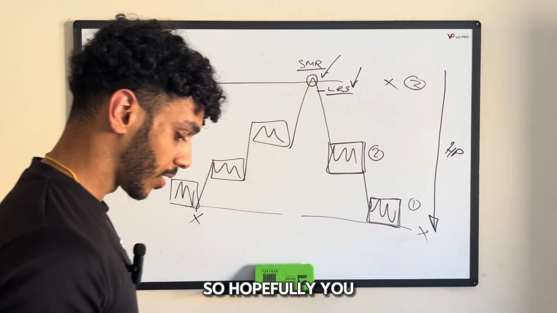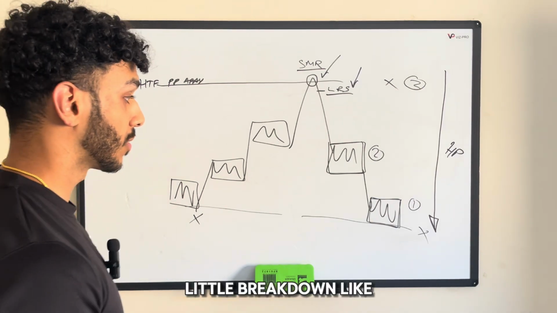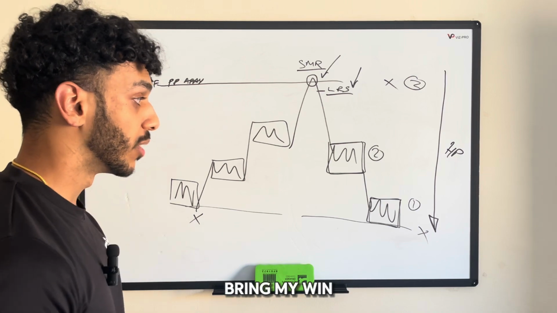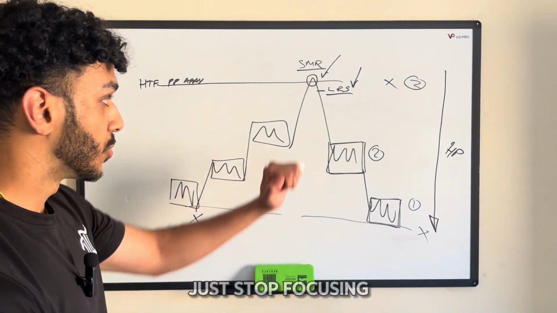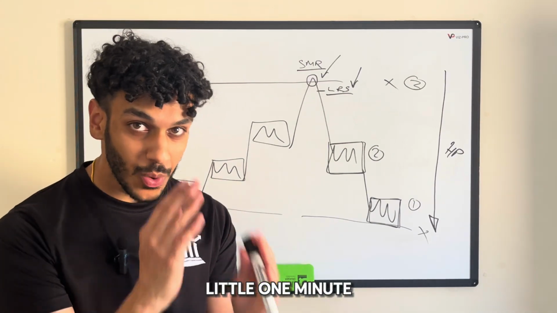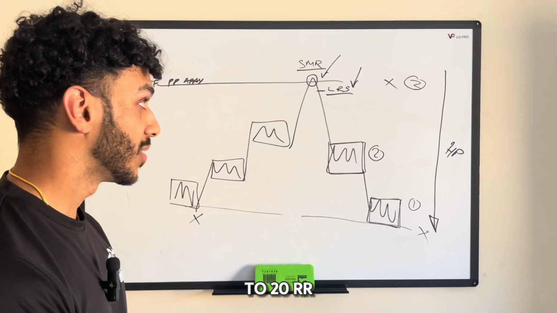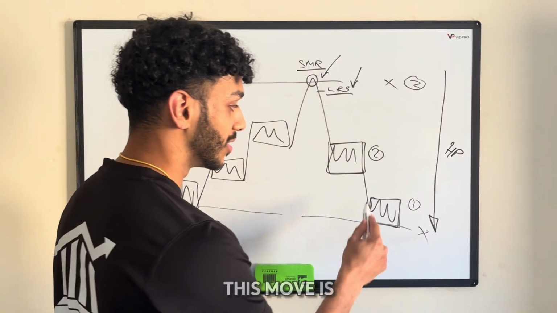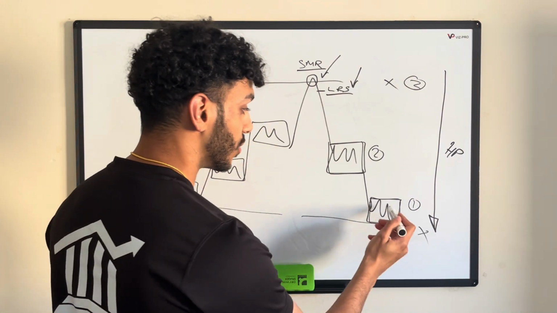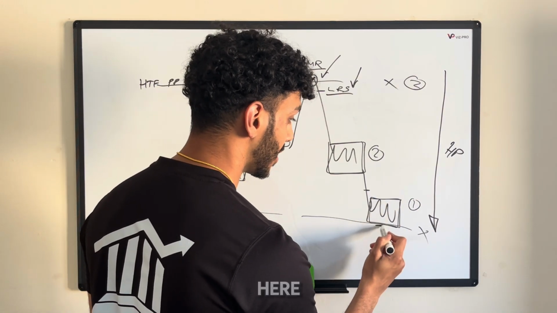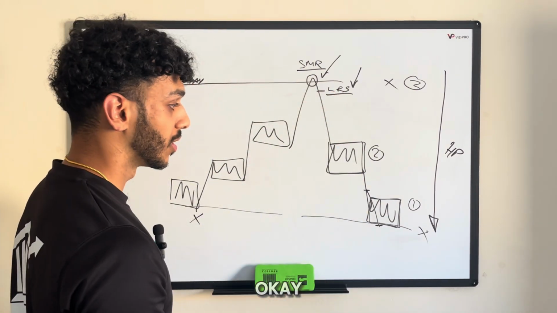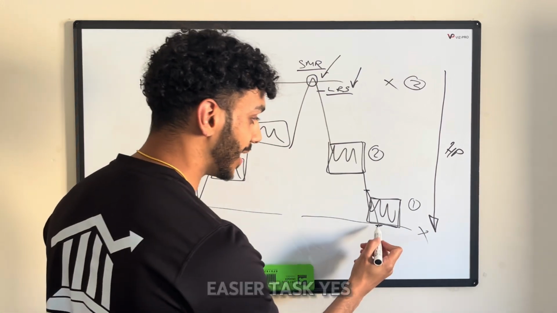Okay, so hopefully you guys enjoyed that little breakdown. Like I said, this is pretty much one of the key factors which helped me bring my win rate up a lot. Just stop focusing on entering at the top. I know it looks good on social media. I know that little 1 minute move at the top and you're getting these 1 to 20 risk rewards. Trust me, okay? This move is measurable and catchable like 90% of the time. You are going to be able to forecast this move from here to here a million times more than trying to time the exact reversal point, all the way down to there. It's such an easier task.